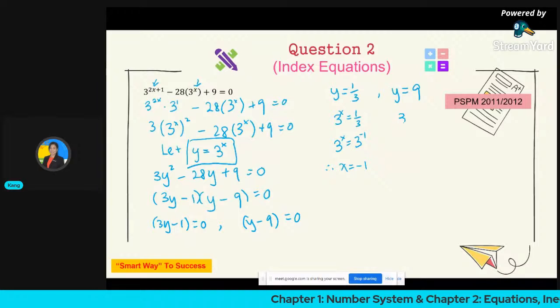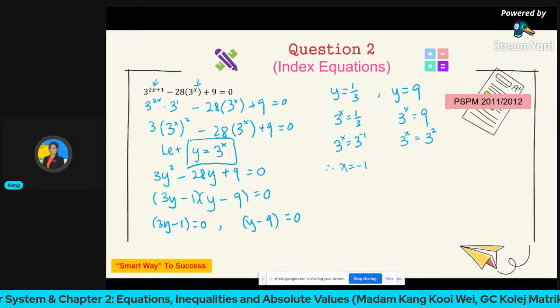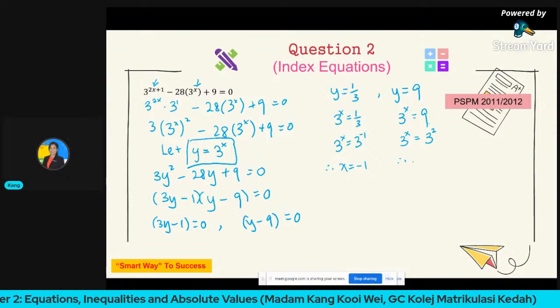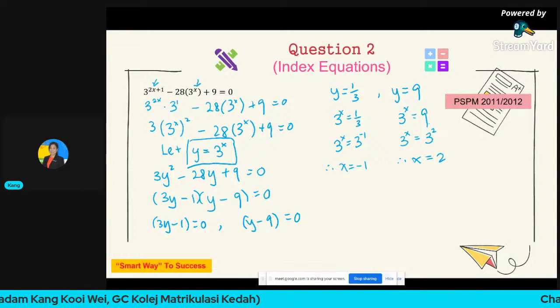This one 3 to the power of x equals to 9. This one also method 1, where we can change the 9 to become 3 to the power of 2. They are same base, so equal the power. So x equal to negative 1, x equal to 2. Final answer is like this.